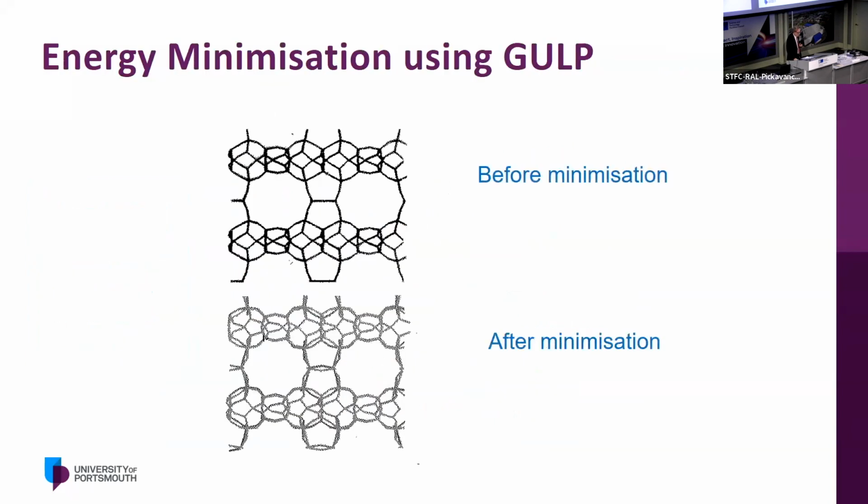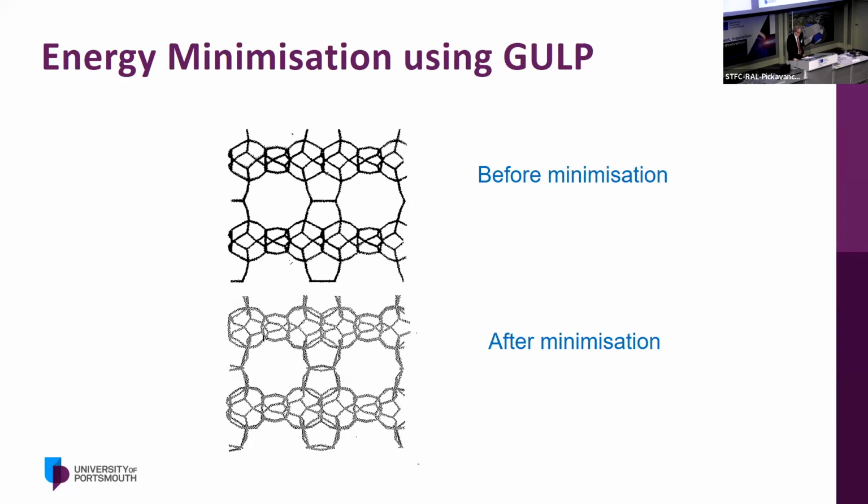What I did here was to do energy minimization using the program GULP, so based on interatomic potentials. What we found, in the structure at the top before minimization, was that after we minimized it, there was a slight change in the space group. You can see the difference in the detail around some of the bonds, particularly in the top and the bottom of the structure there.